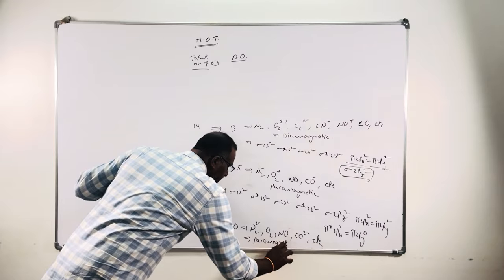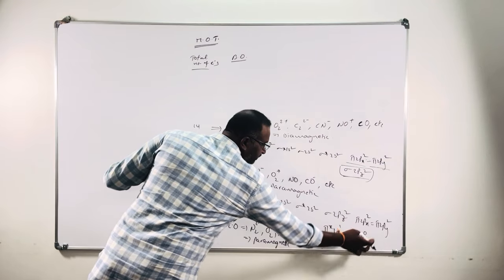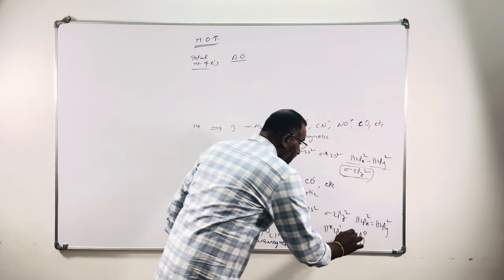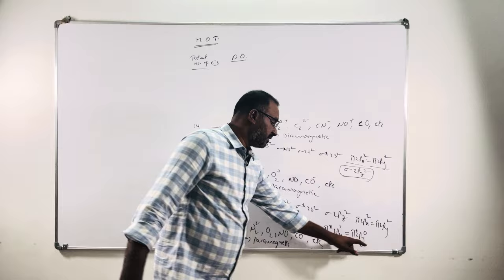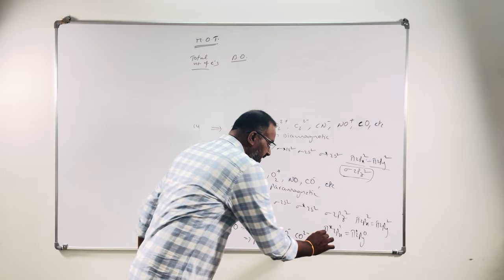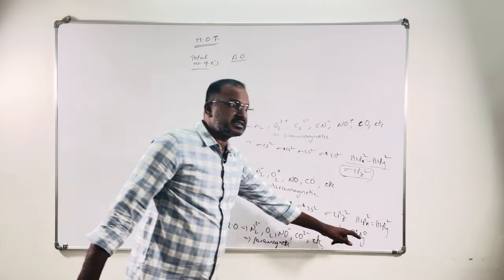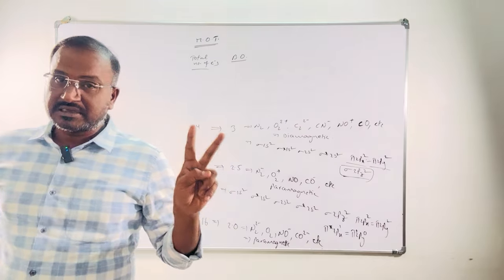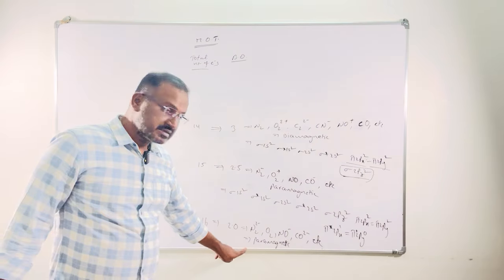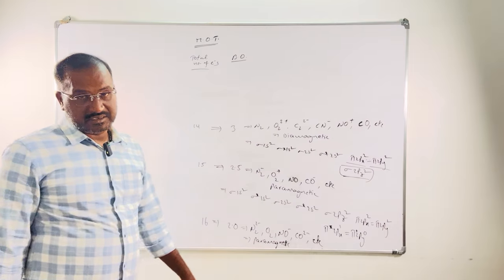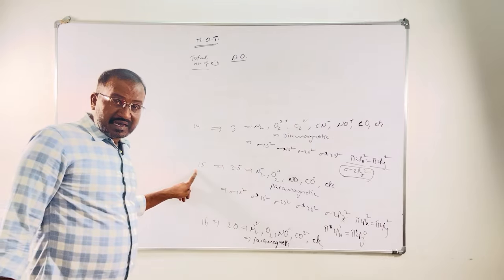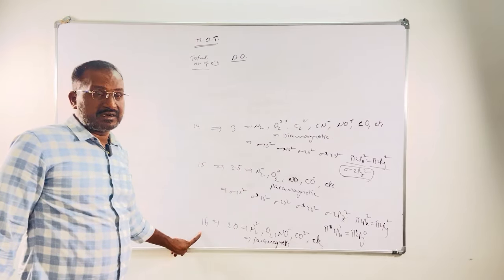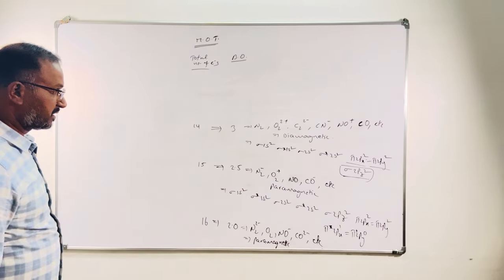Why paramagnetic? Because the extra electron will come here: pi star 2py1 and pi star 2px1. So 2 unpaired electrons will be present in this case, so it is also paramagnetic. 15 is paramagnetic, 16 is paramagnetic, 14 is diamagnetic.